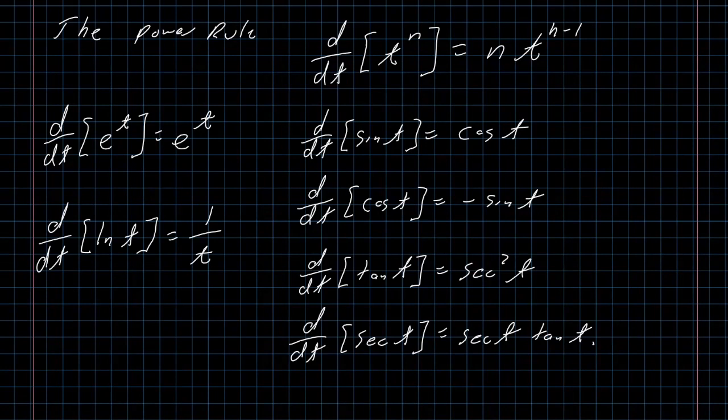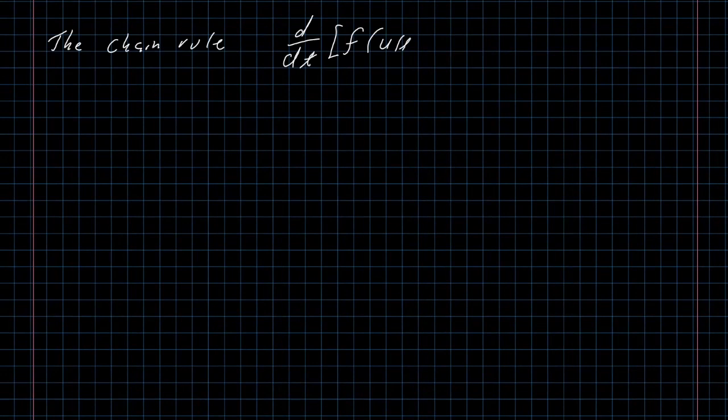All right, so those are the elementary rules of derivatives that you should be familiar with. You should also be familiar with 3 rules for combining them. The chain rule: if you have some f evaluated at u of t, well, you take the derivative of f and you still evaluate it at u of t, and then you multiply by u prime of t.